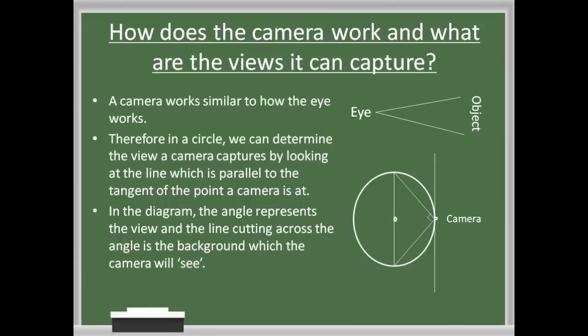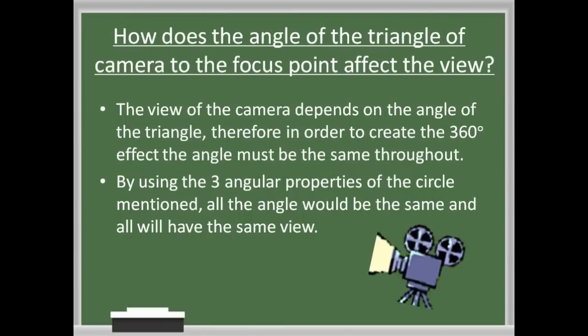Therefore, in a circle, we can determine the view the camera captures by looking at the line which is parallel to the tangent of the point the camera is at. In the diagram, the angle represents the view and the line cutting across the angle is the background which the camera will see. You may ask, how does the angle of the triangle of camera to the focus point affect the view? The view of the camera depends on the angle of the triangle.